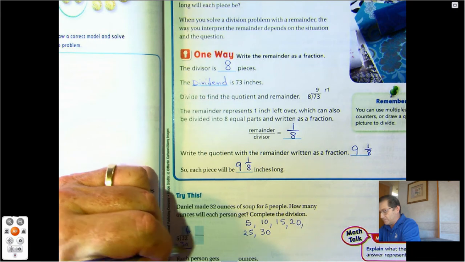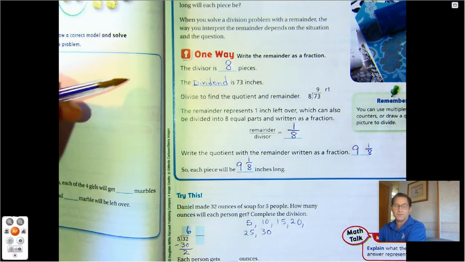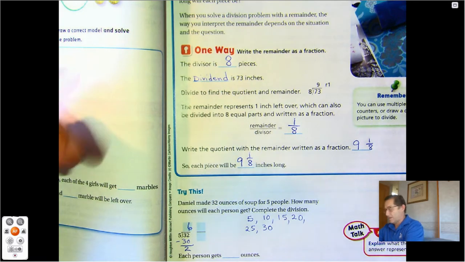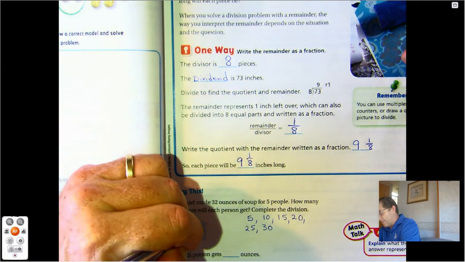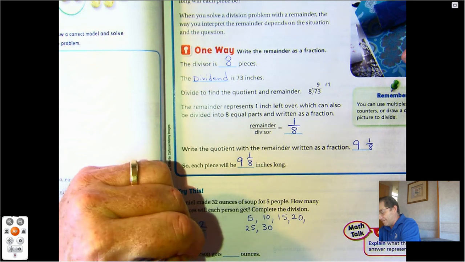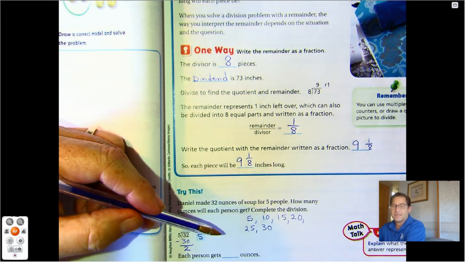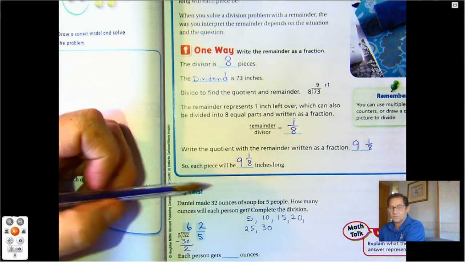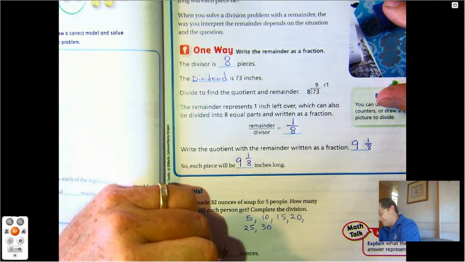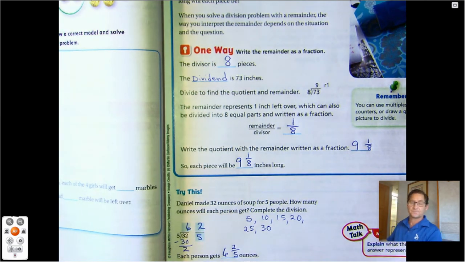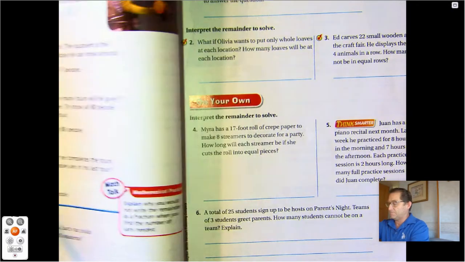30, and we're going to subtract and we get 2 left over. So we have 2 ounces of soup left. So we're going to put the 2, the remainder, over the divisor 5. So I can split those last 2 ounces evenly into 5 groups. So 2/5. So everybody gets 6 and 2/5 ounces. Okay, let's go to 152.